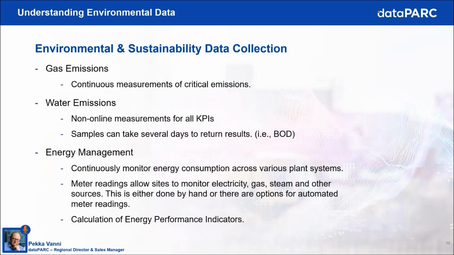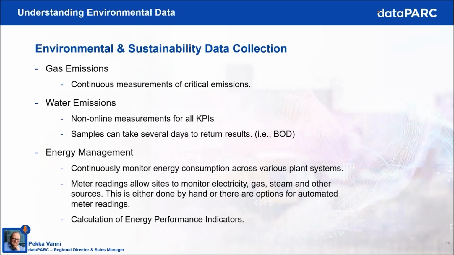Gas emissions are typically measurable. You have analyzers and transmitters in your smokestack that provide a continuous measurement of your gas emissions. Then you can keep track of your NOx, TRS, whatever is defined in your environmental permit.